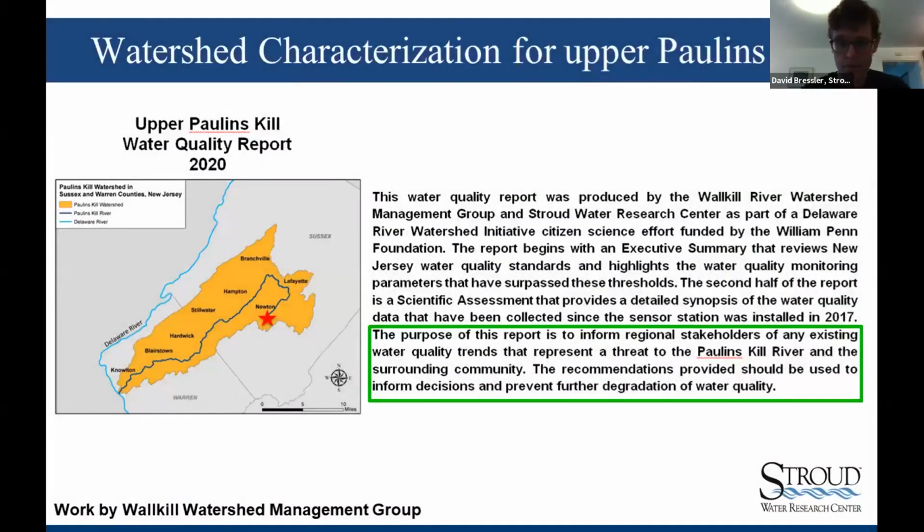And so then moving on to a watershed characterization that we worked on with some groups in northern New Jersey. This was a big report that we helped produce with them. The purpose of the report was to inform regional stakeholders of any existing water quality trends that represent a threat to the Pollenskill River and the surrounding community. We provided recommendations here for a number of different groups, which I'll show. These recommendations should be used to inform decisions and prevent further degradation of water quality.